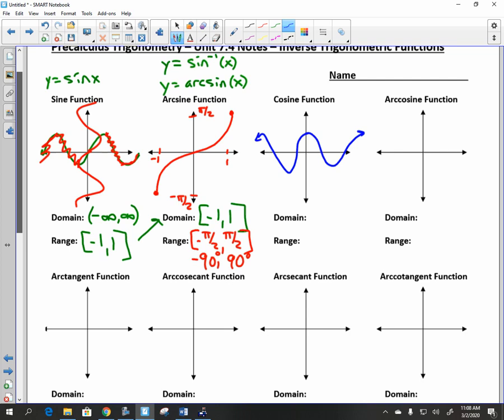Yeah, it starts up at the maximum. But its domain and range are the same, aren't they? Domain is from negative infinity to infinity. And the range is from negative 1 to positive 1.